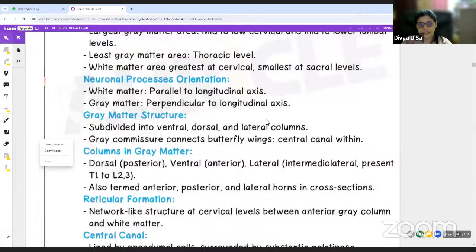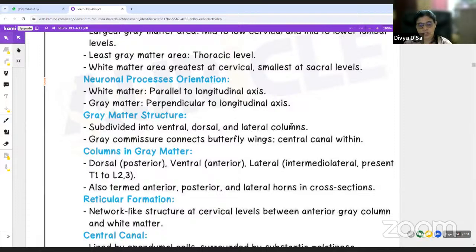Okay. So gray matter structure. It is subdivided into three parts: ventral, dorsal, and lateral columns. Columns means basically, in the central nervous system, instead of nerves. So see, a collection of axons outside the central nervous system, we call it a peripheral nerve. Whereas inside the central nervous system, we call those axon collections tracts, fasciculi, lemnisci. We can also call them columns too. So gray matter contains butterfly wings, that is central, with the central canal within it.